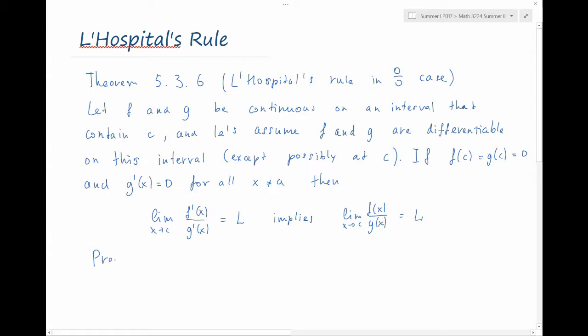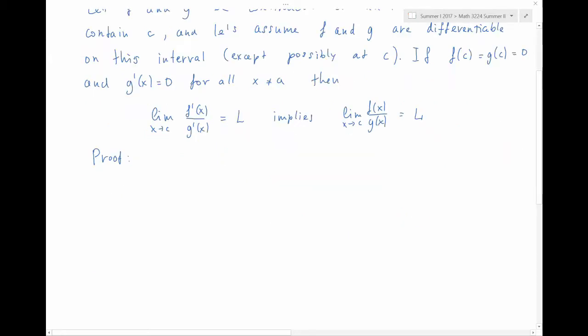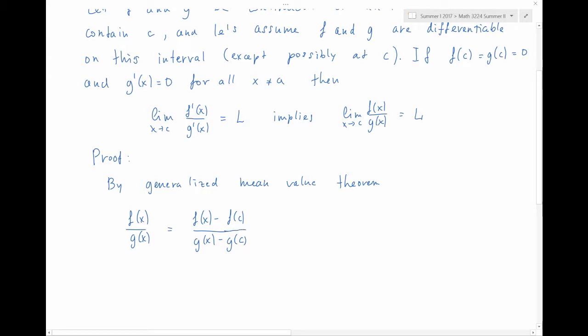Alright, let's go ahead and prove it. By the generalized mean value theorem, we can write that f(x) over g(x) is equal to f(x) minus f(c) over g(x) minus g(c). I'll give you a second to think about why this is true.